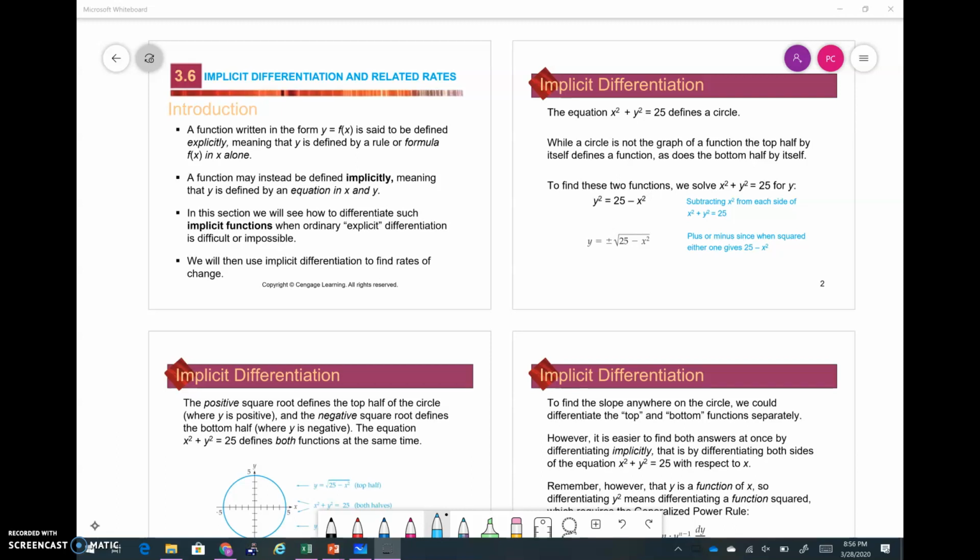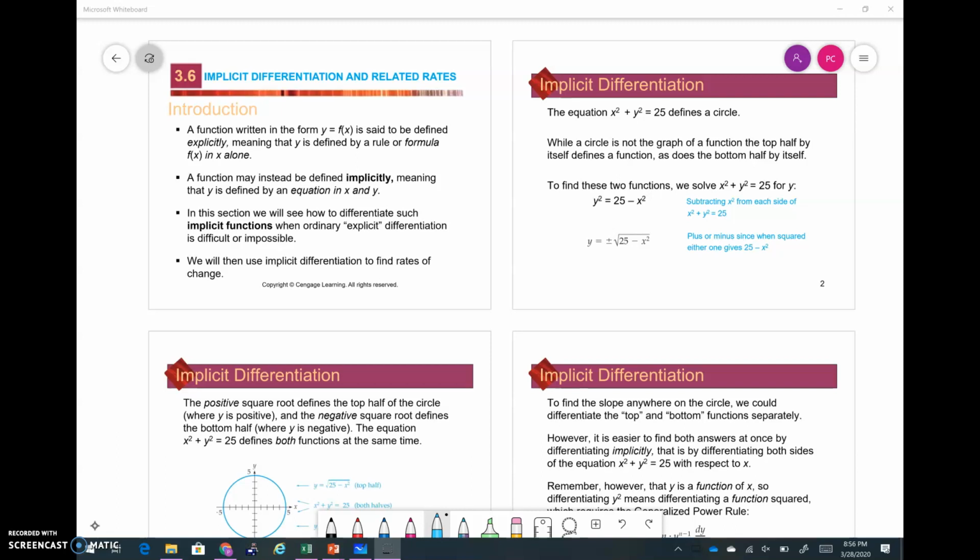So a function that's written in the form y equals f of x is said to be defined explicitly, meaning that y is defined by a rule or a formula f of x in x alone. Right? That's everything we've dealt with so far.